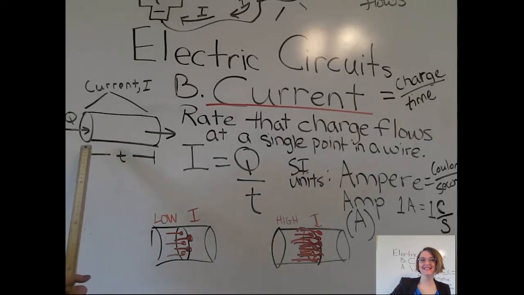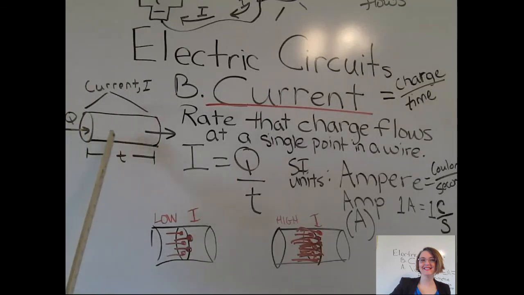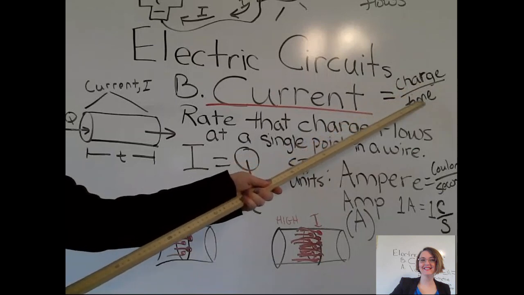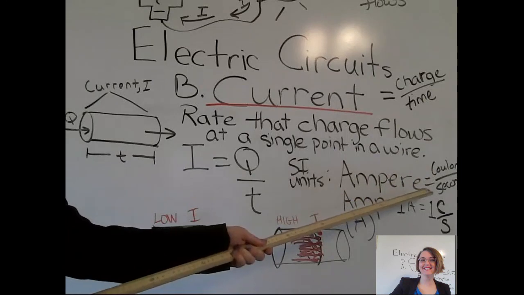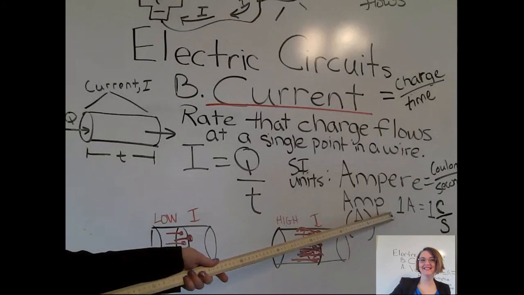For example, if you were to isolate this part of the wire and measure the current that flows in this part of the wire and time it, and it took 40 seconds, and you measured the charge to be 2 coulombs, that would be a current of 2 coulombs for every 40 seconds, which has a unit rate of 1/20th of a coulomb per second, which is 0.05 amps.